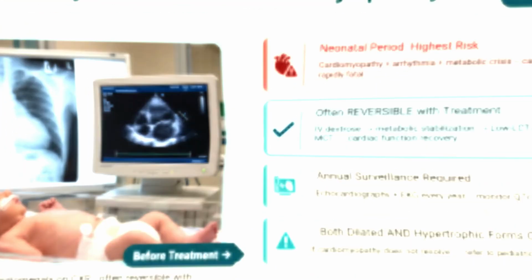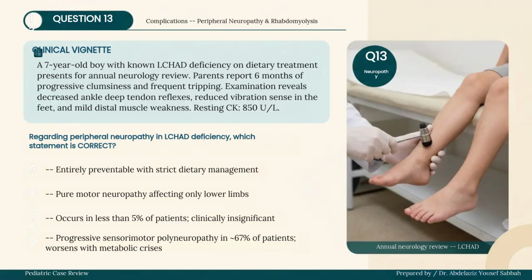Option C is wrong because there is real structural heart disease, and option D is wrong because the dilated form is common. Question 13. A 7-year-old boy with known LCHAD deficiency on dietary treatment presents for an annual neurology review. His parents report 6 months of progressive clumsiness and frequent tripping. Examination reveals decreased ankle-deep tendon reflexes, reduced vibration sense in the feet, and mild distal muscle weakness. The resting creatinine kinase is 850 units per liter.